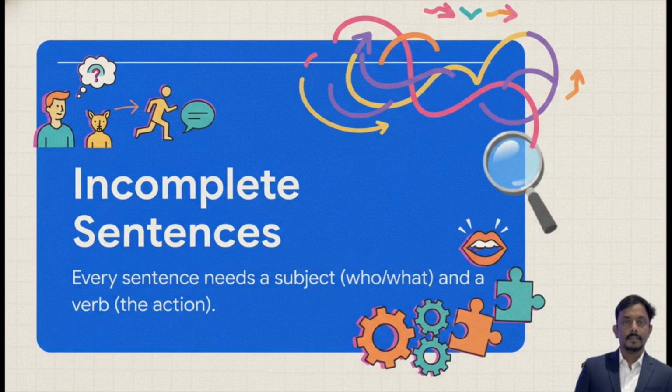Here's the deal. For any sentence in English to feel whole, it absolutely needs two parts: a subject, the who or the what, and a verb, the action. If you're missing one of those, it's not really a sentence. It's just a piece of one.